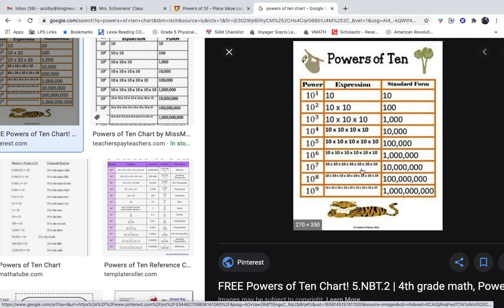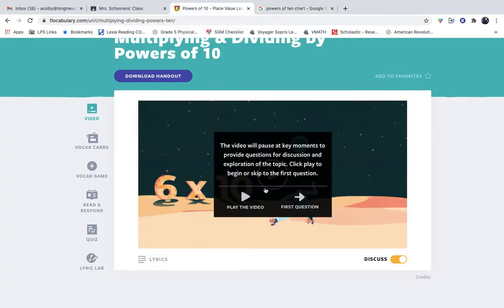But look, my 7 here, let's count the zeros. 1, 2, 3, 4, 5, 6, 7. So if I'm starting with a 10 to the power, my power tells me how many zeros come after it. So if I did 10 to the 57th power, I'd have a 1 with 57 zeros after it. That's how that works.